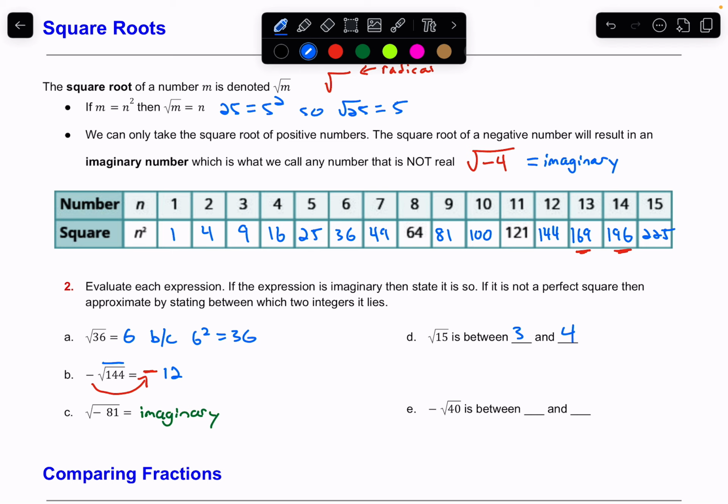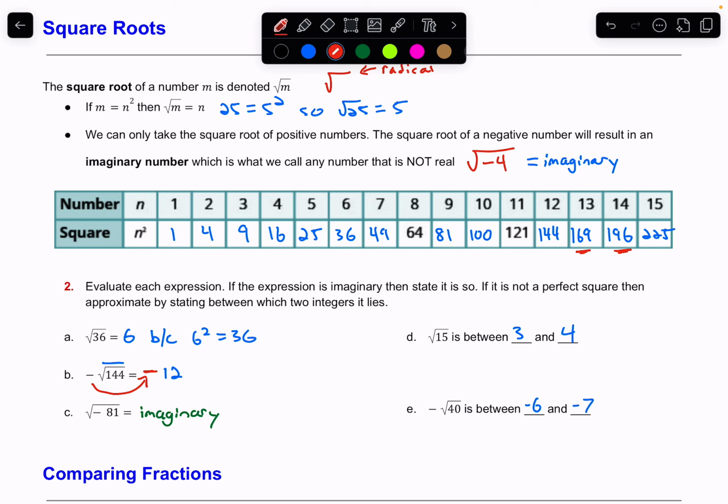Okay, next one, negative square root 40. 40 on this table is between 36 and 49, which the square root of those is therefore going to be between 6 and 7. But because it's negative right here, that negative is going to make it between -6 and -7. Okay, so it's going to be between -6 and -7.